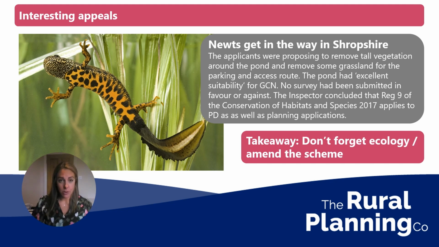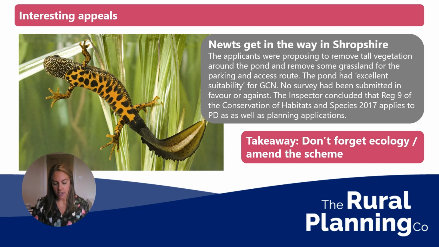There are a few other things which come up at appeal, and I've got half a dozen of them to whiz through and highlight to you. This one relates to ecology, and this was in Shropshire. The applicants for a Class Q were proposing to remove some tall vegetation and some grassland around where the parking and the access route into the Class Q barn was going to be.